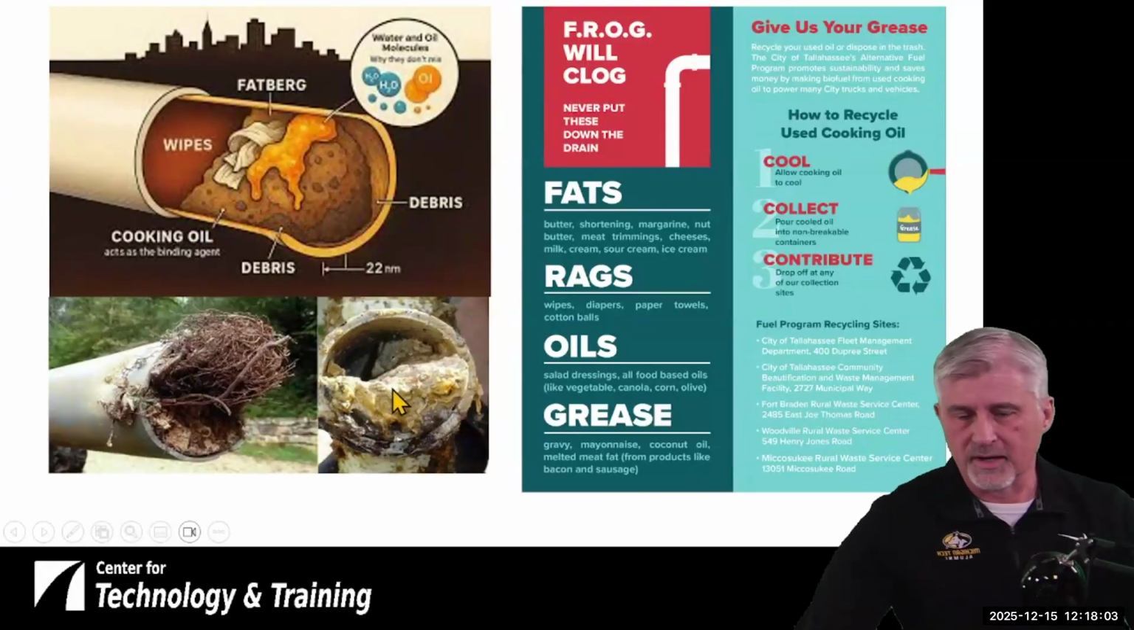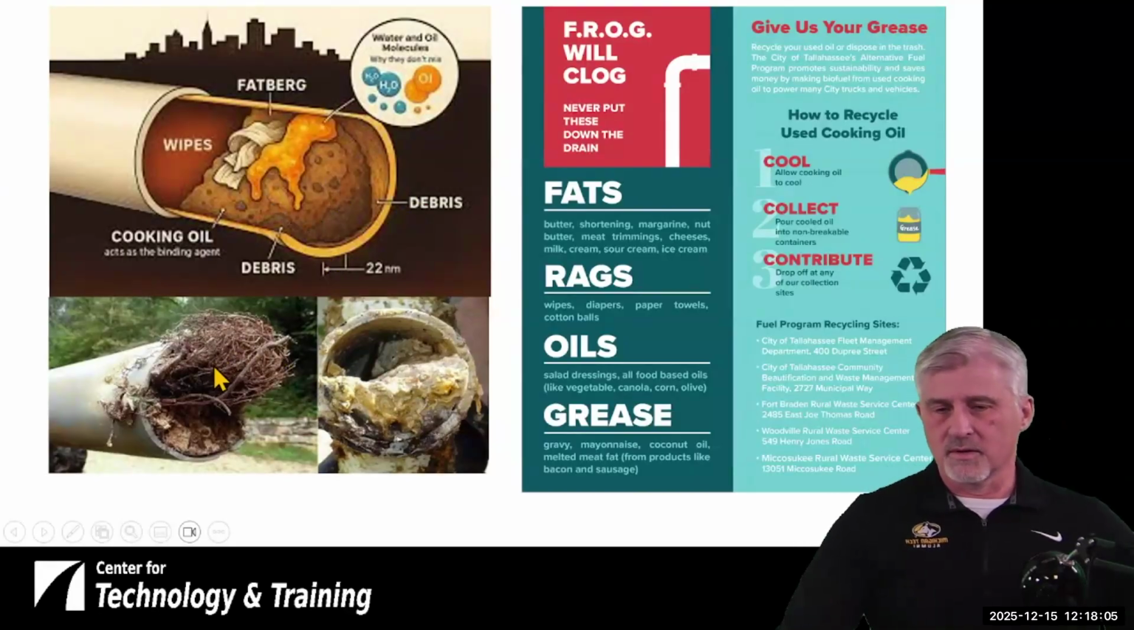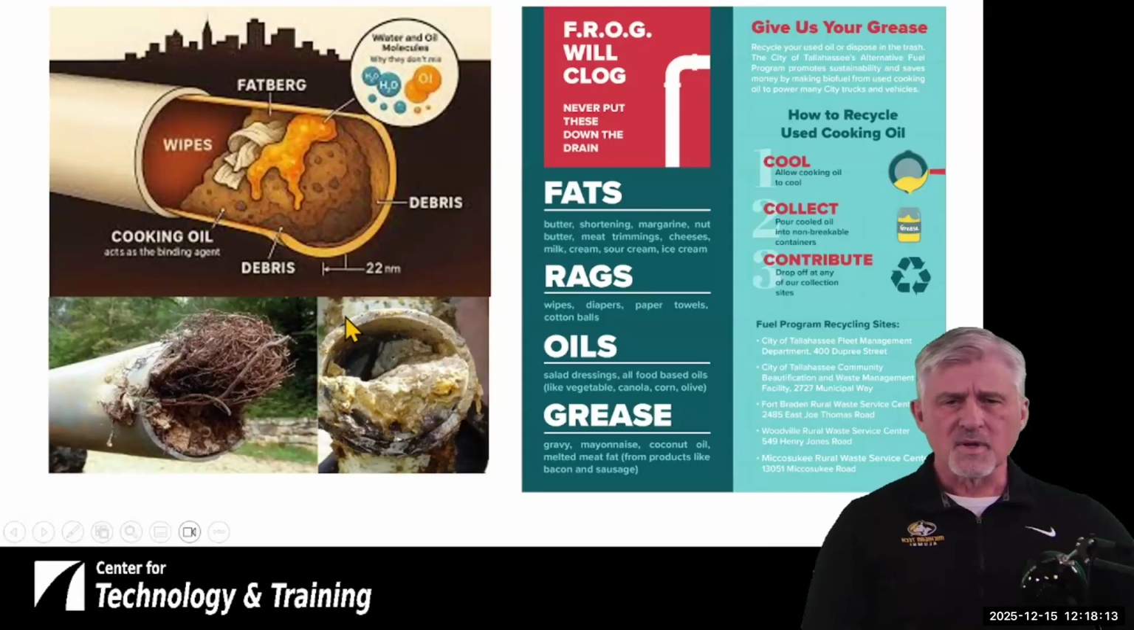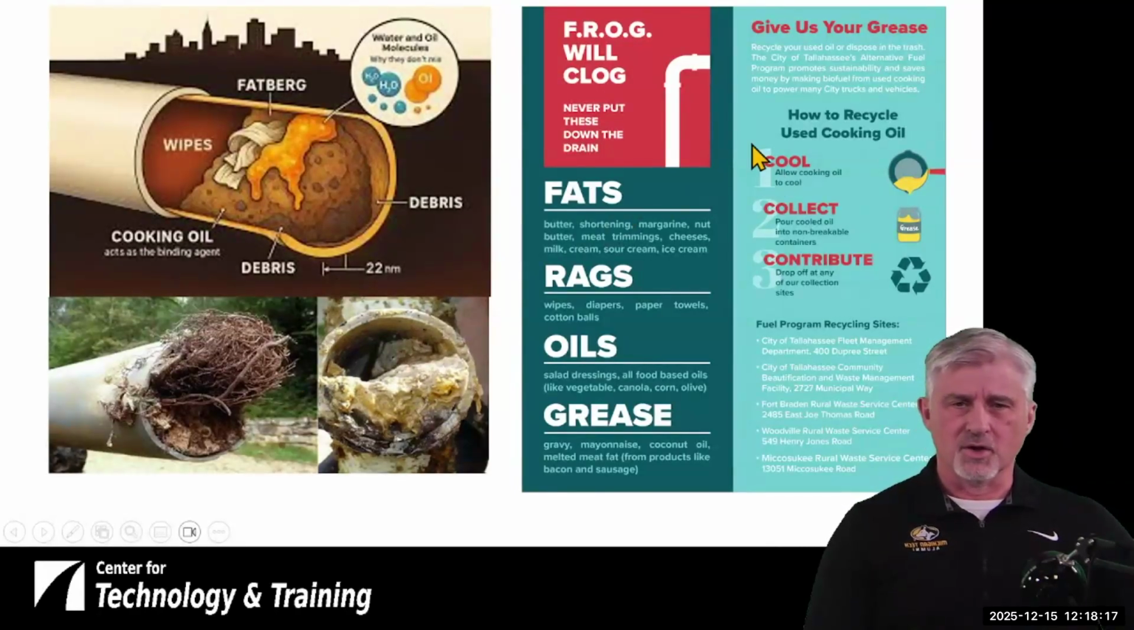We can see it in actual photos. We've got roots on the bottom left. We've got the majority of the pipe, both of these pipes are blocked. And then on the right, this is from the city of Tallahassee, and it mentions the "frog will clog." It's a way to get the information out to the public. And they actually have a system here, it appears, to collect used cooking oil. So that's a good thing.